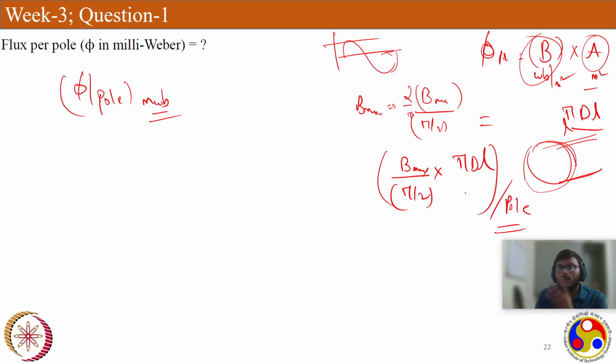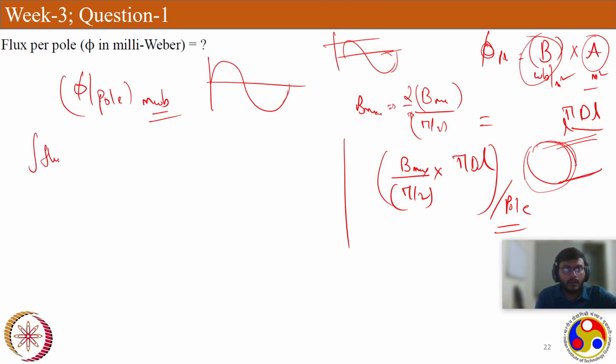So this is one way, and another way is, there is a derivation where you have to take the integral of flux density over the entire pole shoe, the pole area. If you do that, you can also get the flux per pole. I will just write the formula here. Flux per pole is equal to length into integral.